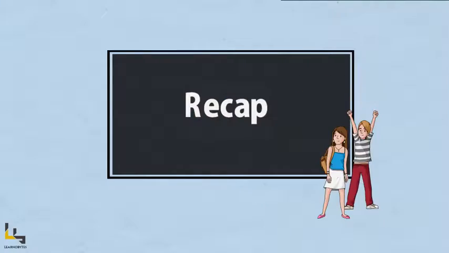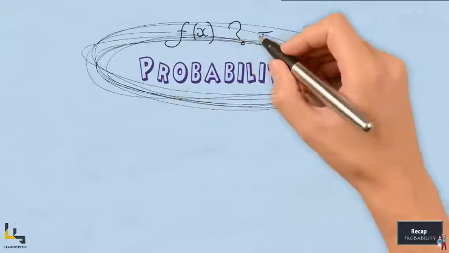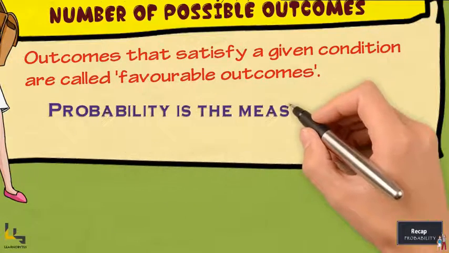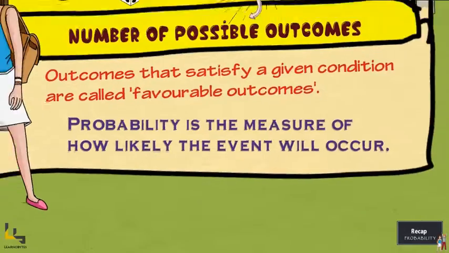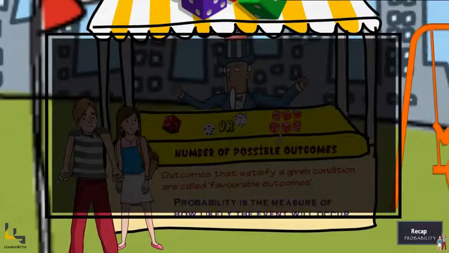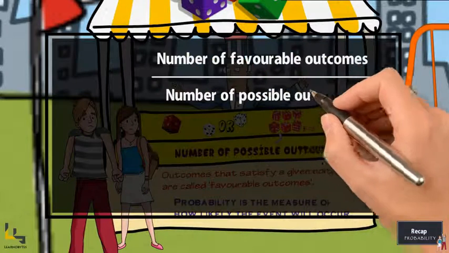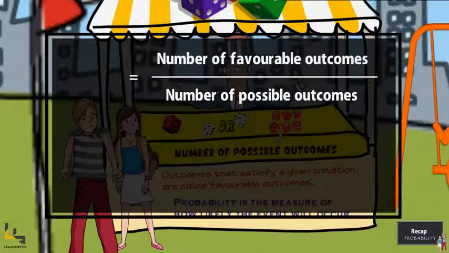Let's do a recap. In this video, we learnt about the concept of probability. Probability is the measure of how likely the event will occur. It is calculated by dividing the number of favorable outcomes by the number of possible outcomes and is represented as P followed by E in brackets, where E is the event.